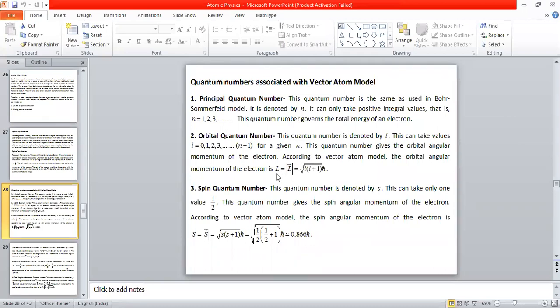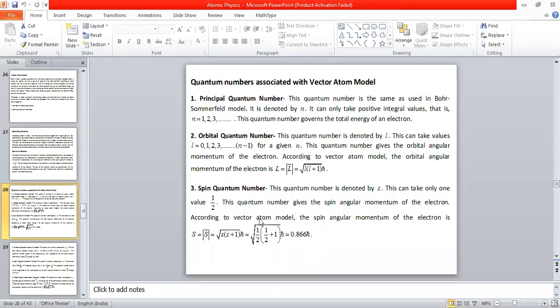So therefore, once we know the orbital quantum number, it is possible to find out the magnitude of orbital angular momentum. How do you calculate? Using this simple expression, square root of L into L plus 1 times h cross. This is the expression we can use to find out the orbital angular momentum of the electron in terms of the orbital quantum number small l. Okay?